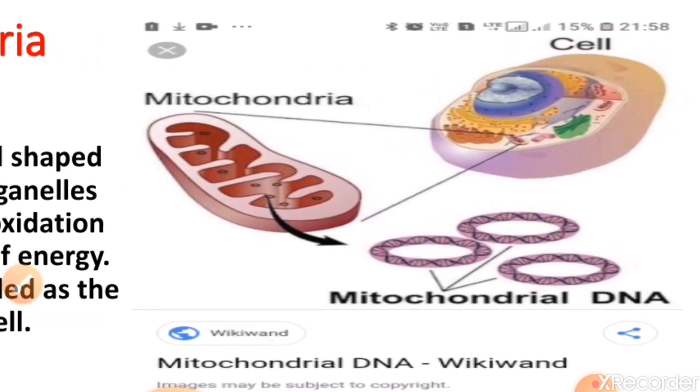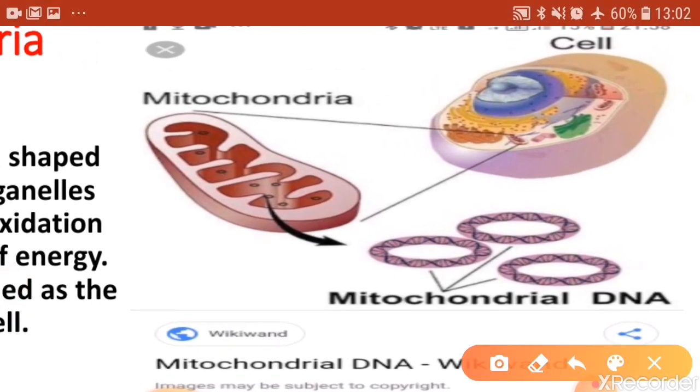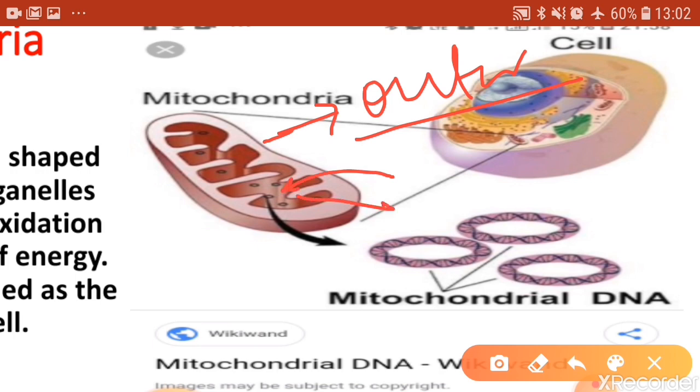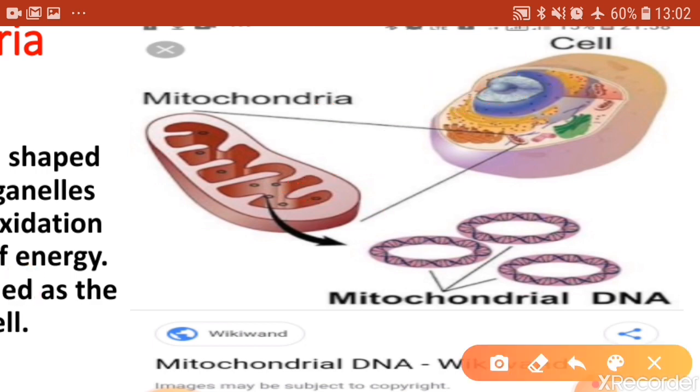Each mitochondria is bounded by two membranes. This is the outer membrane of mitochondria, which is smooth and porous, and its role is to regulate the exchange of material between the cell cytoplasm and the interior of the mitochondria. Now the inner membrane of mitochondria, have a look at the diagram here.